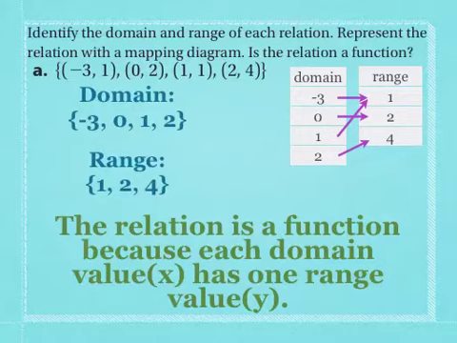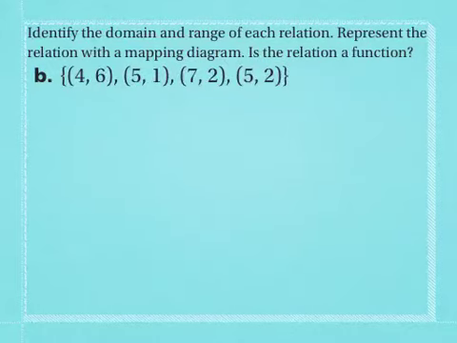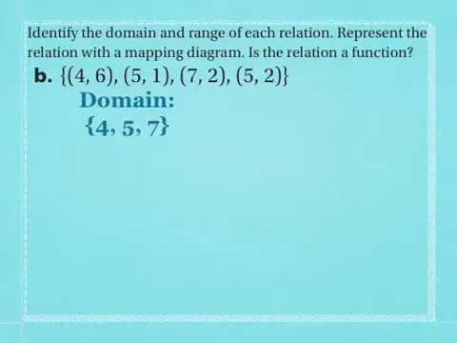The next example says to identify the domain and range of each relation, represent the relation with a mapping diagram. Is the relation a function? Just like with the last example, I'm going to go ahead and write the domain. I just look at the numbers, take the x values, which are 4, 5, 7, and 5. Again, I do not have to repeat the 5. I'm just going to write it once, even though there's 2 domain values that are 5.